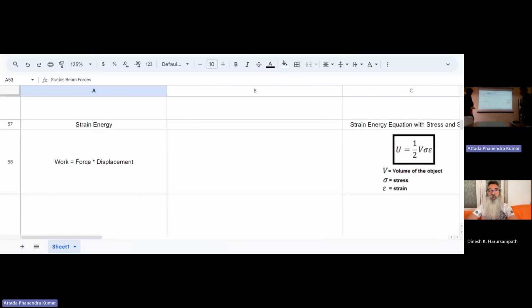So one thing that we can start with is work, right? That's a very physics one concept, and we can take that all the way to structural analysis with this example here, which is strain energy, right? So work equals force times displacement, right?